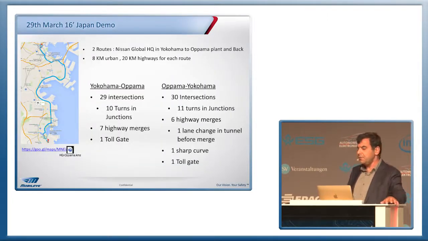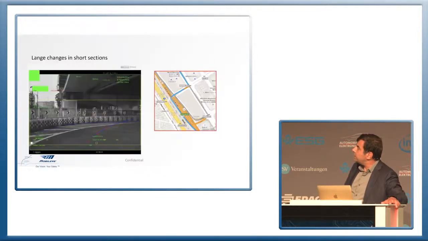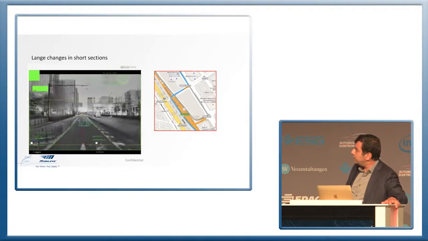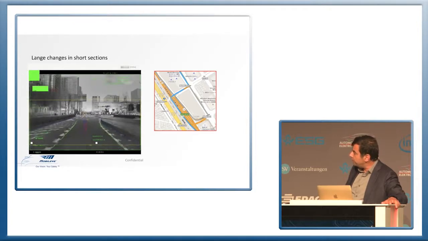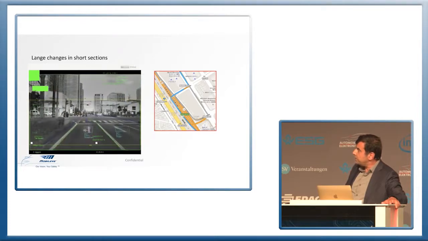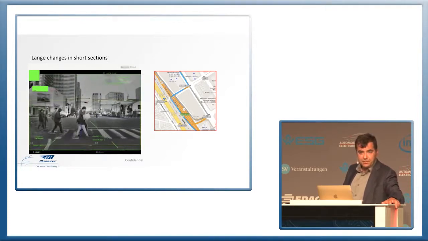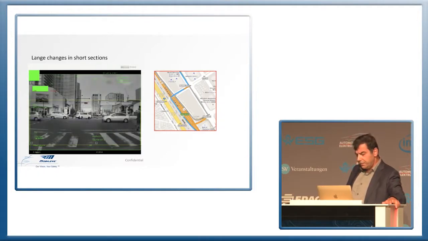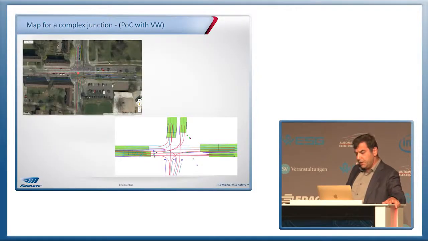This is another demo in March, again in Japan. Here again, the point is these 3 control points that are outputted by the system, but you can see the complexity of the driving. This is really city traffic driving, enabled by this kind of map concept. This is a proof of concept activity we're doing with Volkswagen, building maps now in complicated areas.